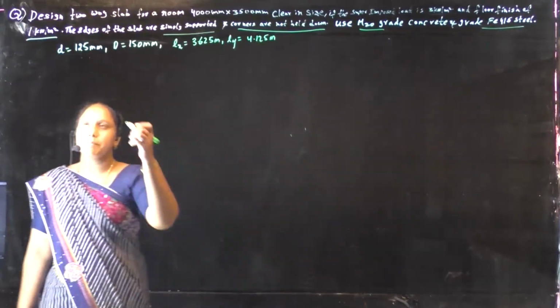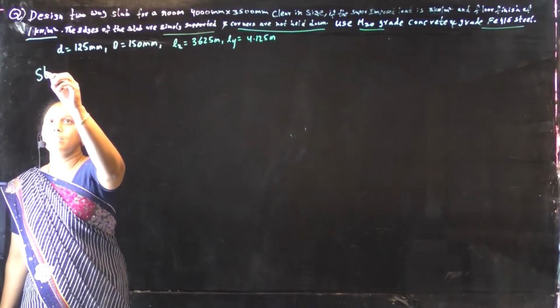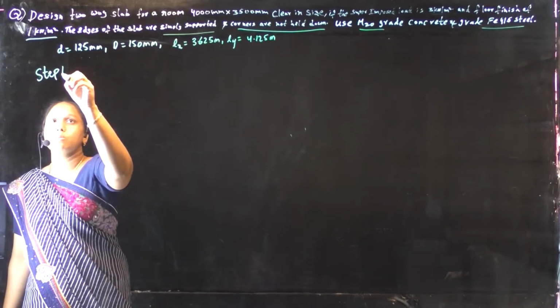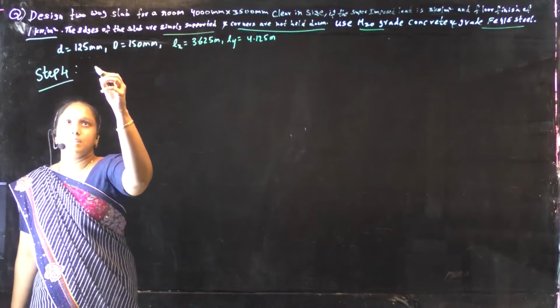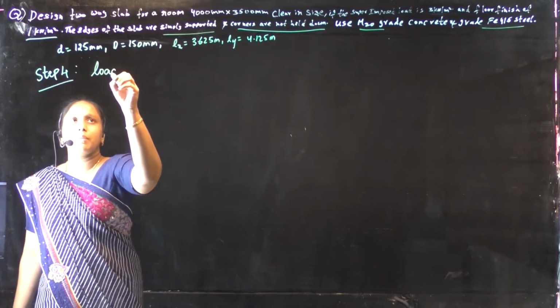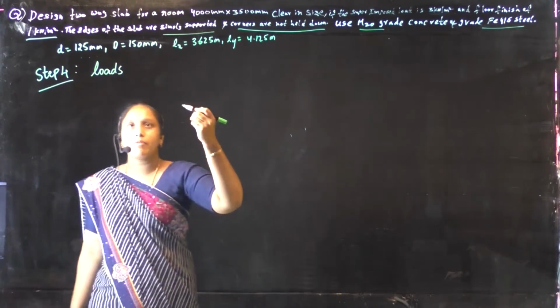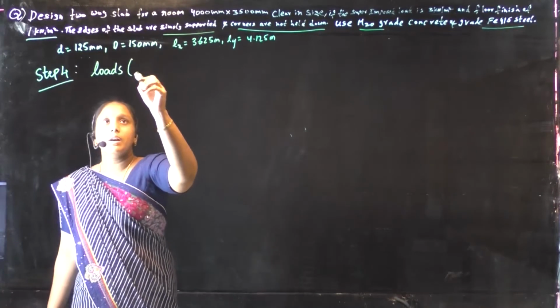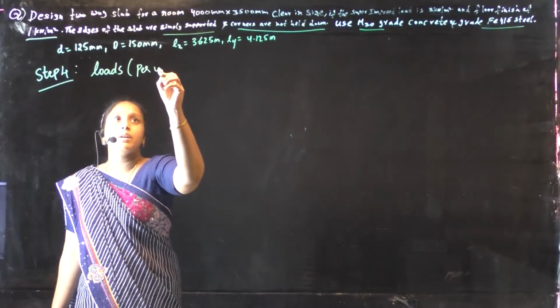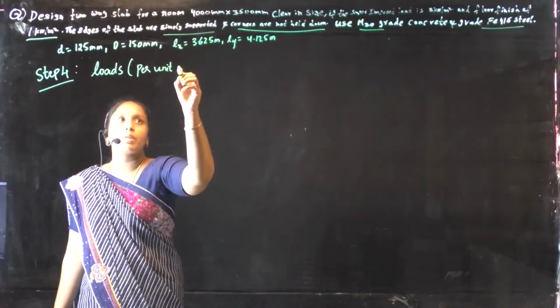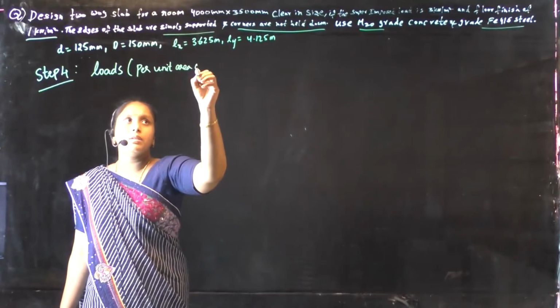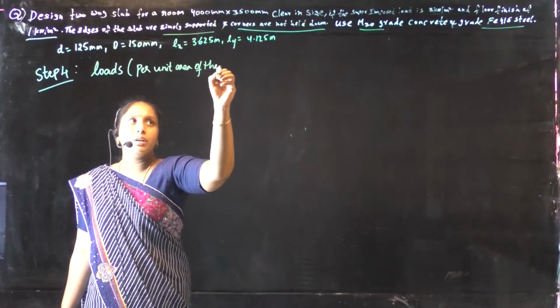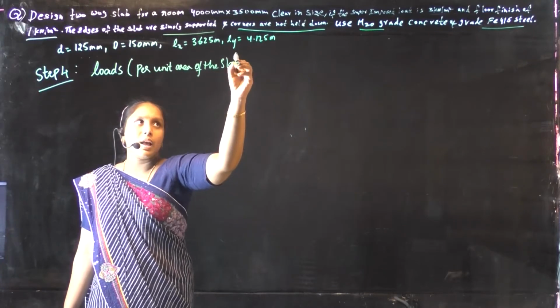Now the next step is to calculate the loads which are acting on the slabs. So what previously also we have seen, we have to calculate the load per unit area of the slab.